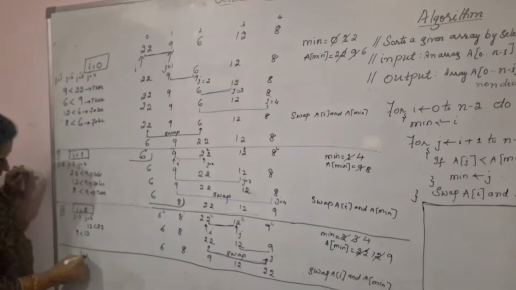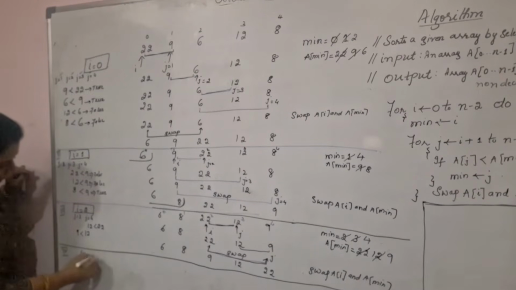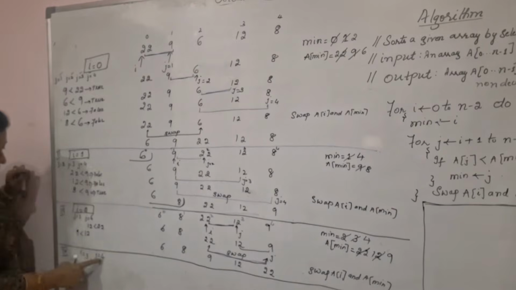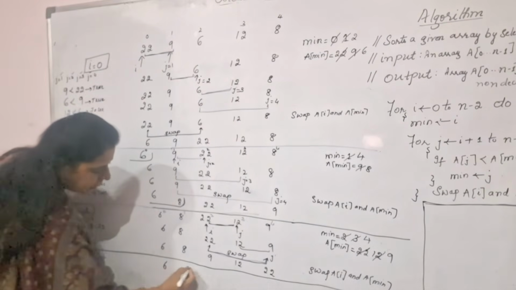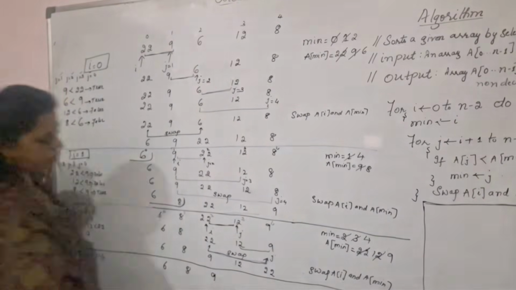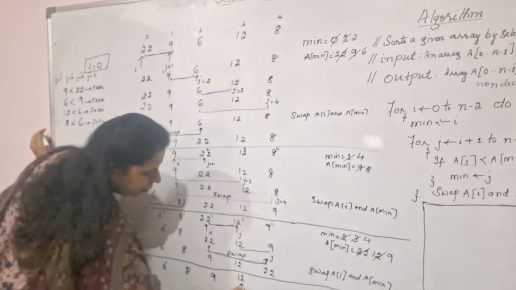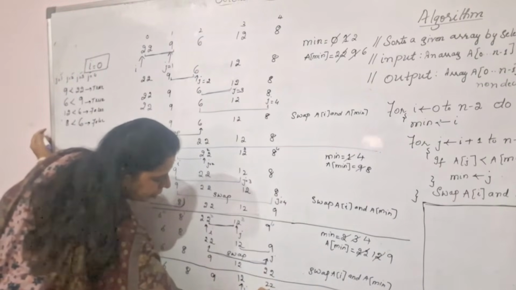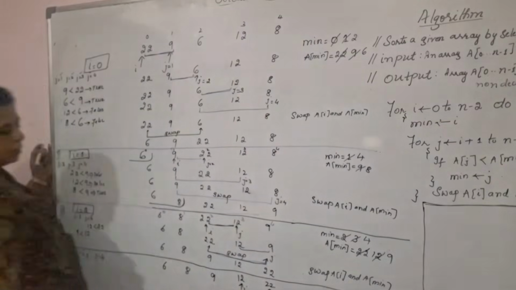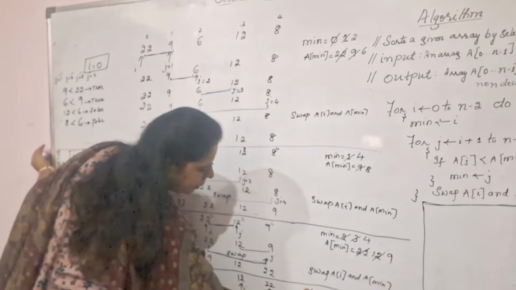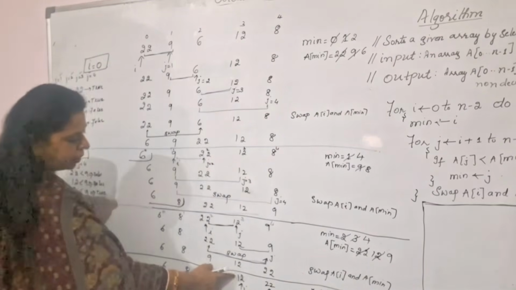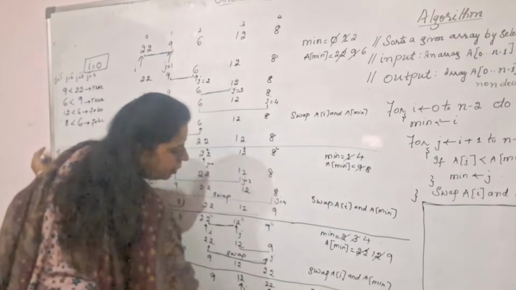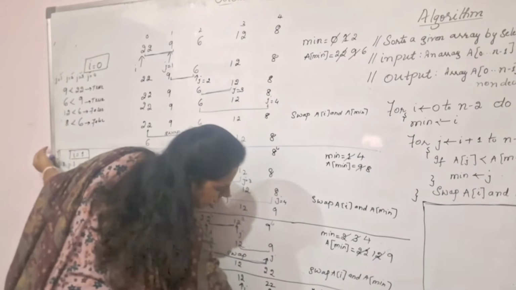Now i equals 3. This will be the fourth pass and the j value will be only 4, so it will have only one comparison. Let us see that. Presently your sorted elements are 6, 8, 9. Now i is pointing here at 12, and j is pointing at 22. So we'll start as per the algorithm. Minimum has to be assigned. Minimum is initialized to what? The location number. So location number here is 3, minimum is 3. A of minimum is how much? A of minimum is 12.